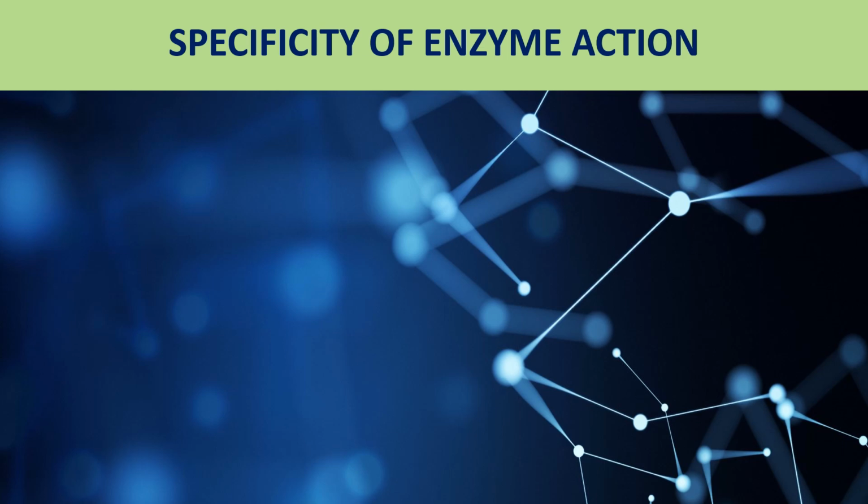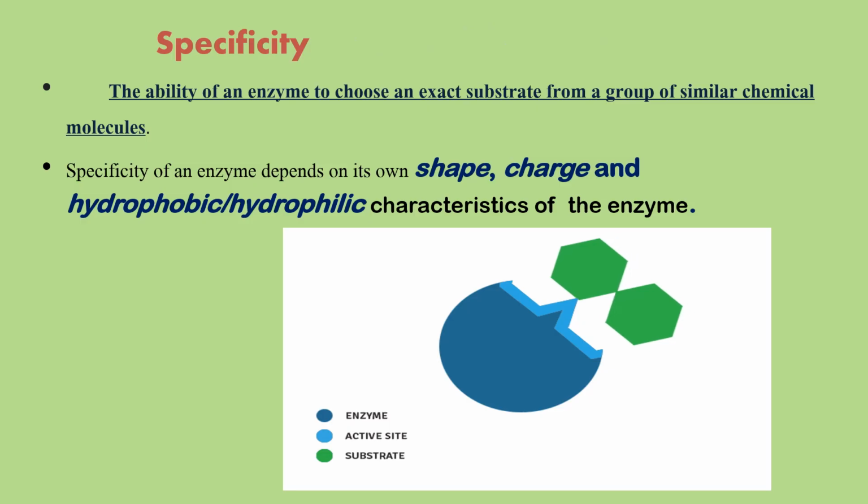All enzymes catalyzing reactions show specificity. The ability of an enzyme to choose an exact substrate from a group of similar chemical molecules is called specificity. Specificity of an enzyme depends on its own shape, charge, and hydrophobic or hydrophilic characteristics of the enzyme.